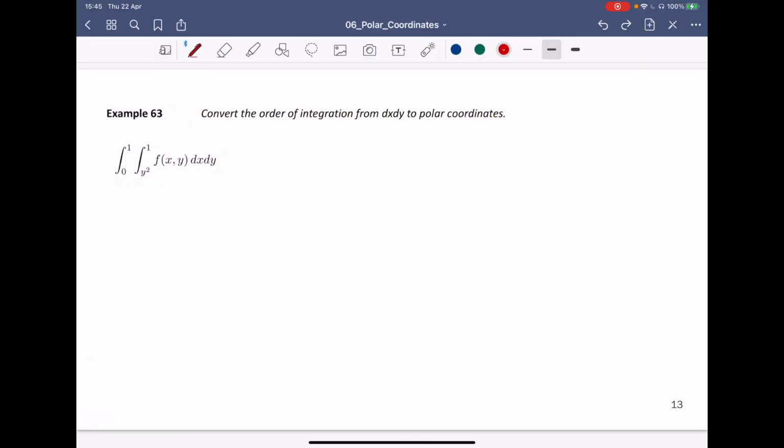For example 63, I want you to convert the order of integration from the dx dy to polar coordinates. So let's work on this problem together. So we have the given integral. You can see that the inside one is dx from y squared to 1, and the outside is y from 0 to 1. Well, that means you have the domain D. This is equal to the set of ordered pairs xy such that y squared less than or equal to x and x less than or equal to 1. And then also y is between 0 and 1.